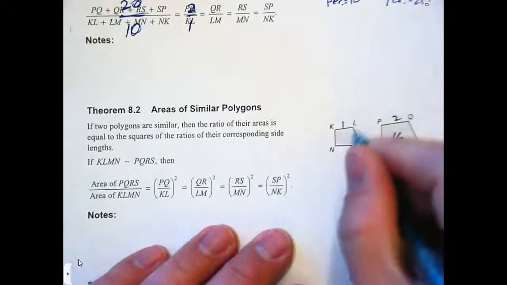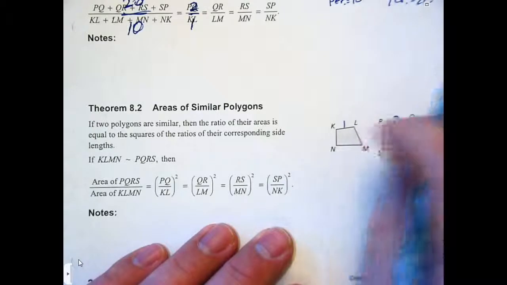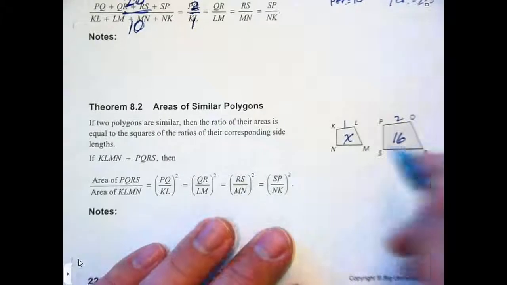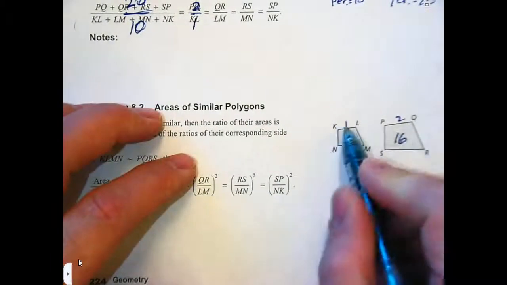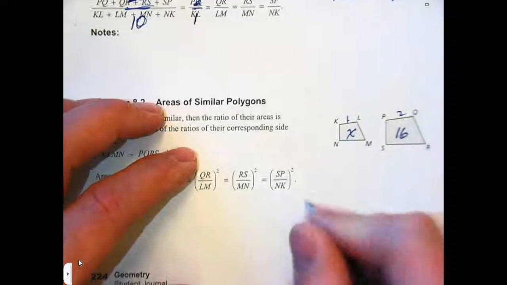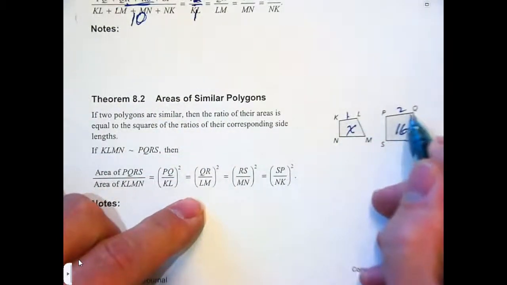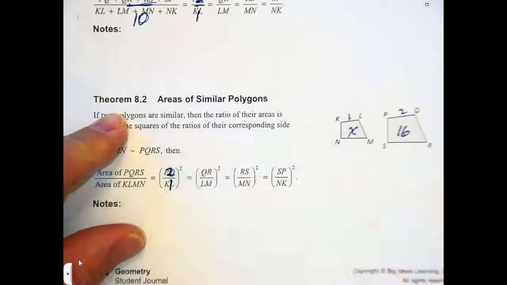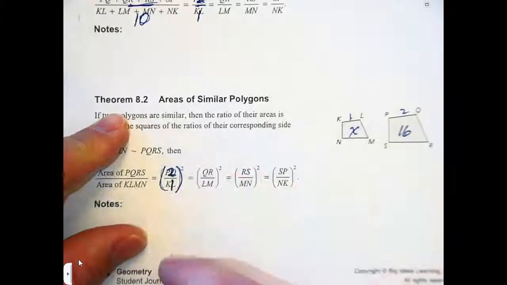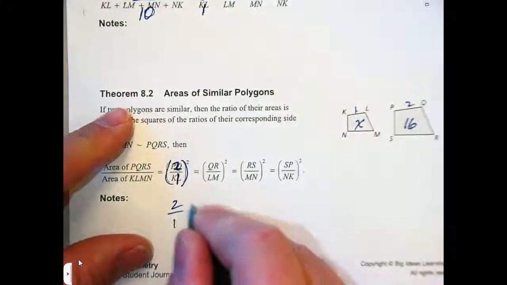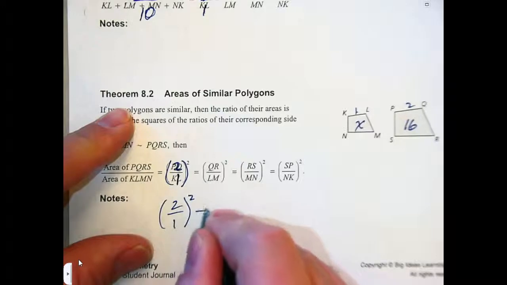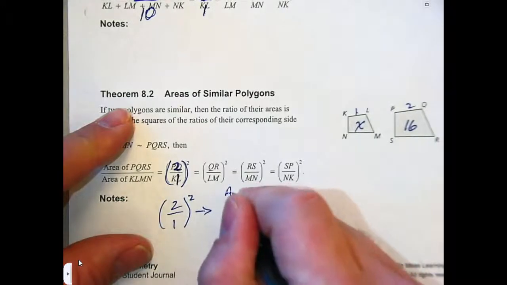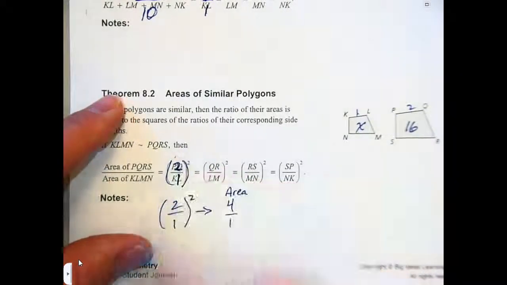That means when I'm having to figure out the area of this shape, we'll call it x, I would have to figure out the square of that ratio. So the first thing I'd say is, KL to PQ gives me a 2-to-1 ratio. But to find the area ratio, I have to square it. So rather than being 2-to-1, it's going to be 2-to-1 squared, or 4-to-1. So my area ratio is the square of the perimeter, or the side length ratio.